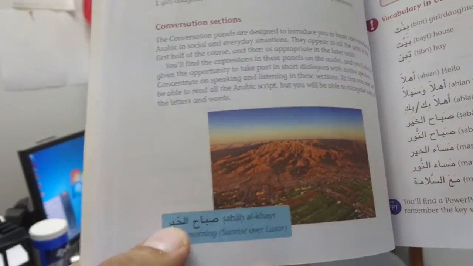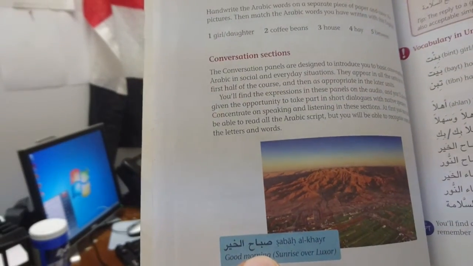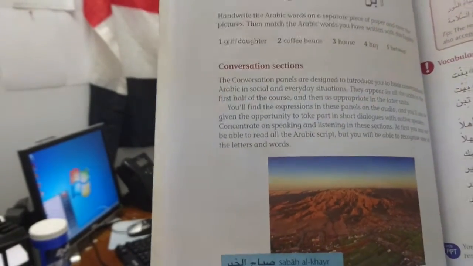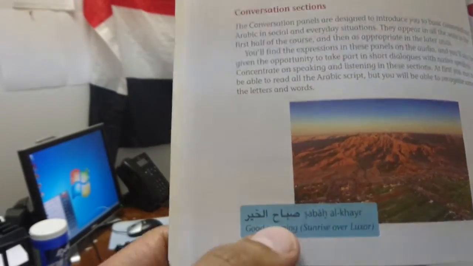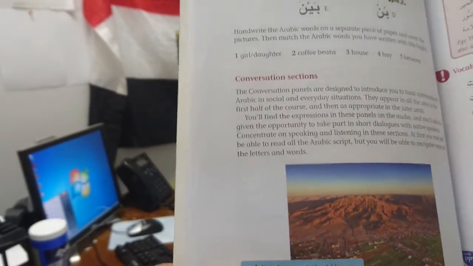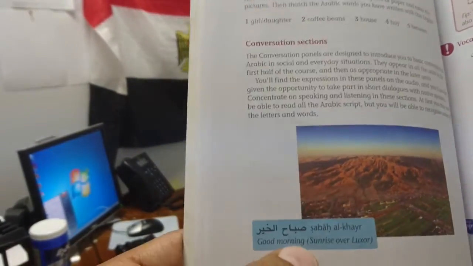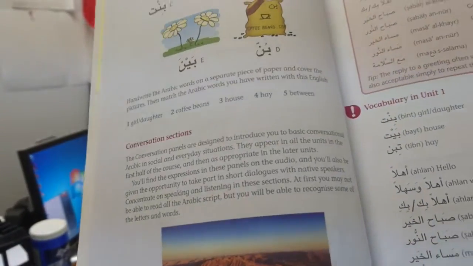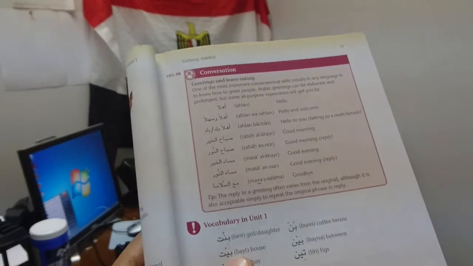صباح الخير. You say صباح الفل. الفل means it's a kind of flowers, okay? I don't remember exactly. When you say صباح الفل, the answer is صباح الفل. صباح النور. النور means light. Let's go to the next part, page 11.